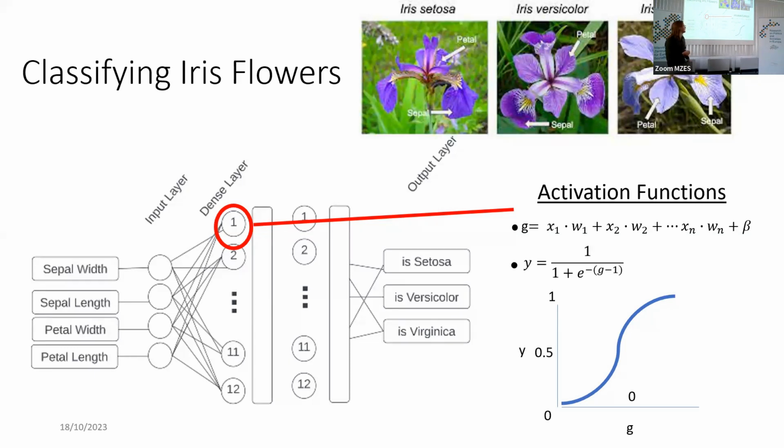And each one of these 12 neurons are all going to do the same thing. But each one of these 12 neurons is going to have slightly different weights and a slightly different bias. So each neuron is going to output a number that's between 0 and 1, but a slightly different number, each one of these 12 neurons, okay?